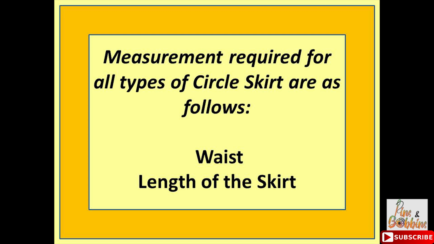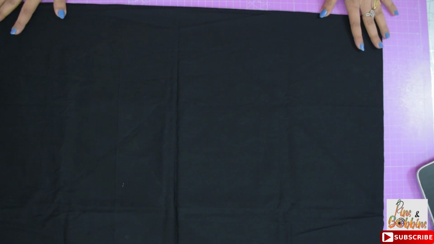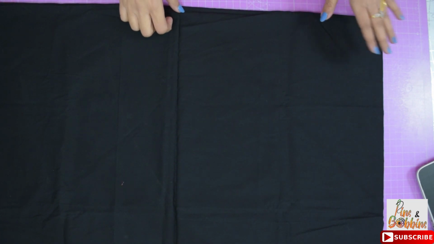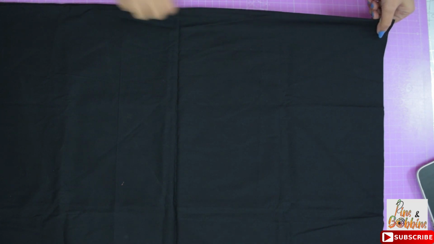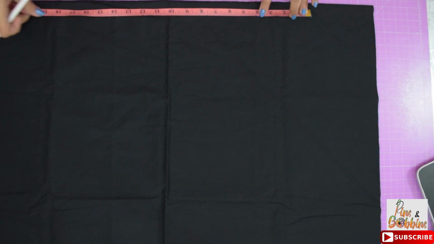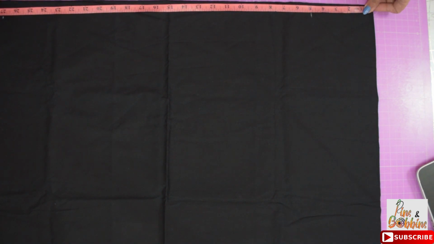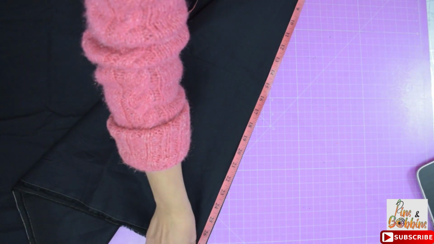My measurements are waist round 30 inches, length of skirt 25 inches, waistband 32 inches. For circle skirts, we have to fold the fabric first in length and then in width, so that we can check whether we are able to get the desired length in one piece or not. So this is the folded side. And now let me check that. 4.75 is the radius and 21 inches is the length on lining, and 1 inch I have taken for seam allowance. So let's say in total it's approximately 27 inches, and we want 27 inches both in length and width.